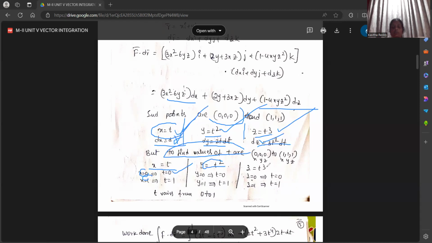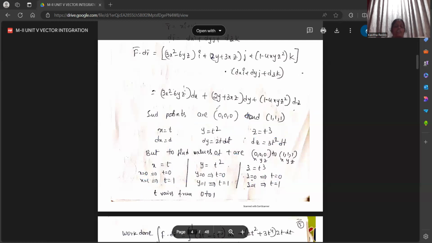Then we move to z equal to t cube. Z equal to 0, t equal to 0; z equal to 1, t equal to 1. What is the meaning of this? If you substitute z equal to 0, you'll get t equal to 0, and z equal to 1 gives t equal to 1. So in each of x, y, z, your t varies from 0 to 1.